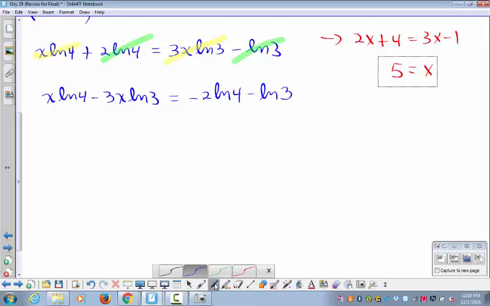And then what do we do on the left? Factor out the x. Exactly. We need to isolate x. So in order to isolate x, it can only be showing up one time. It's showing up twice there, so to make it show up once, we factor.